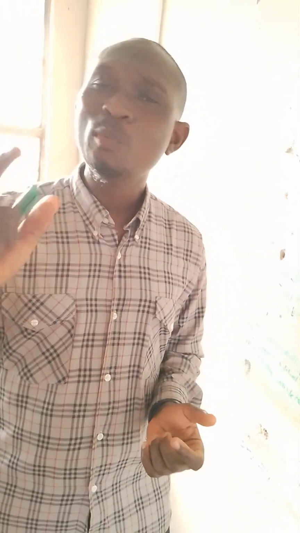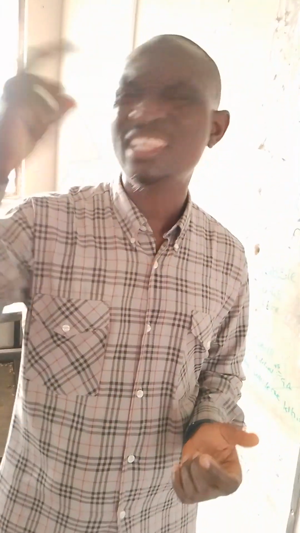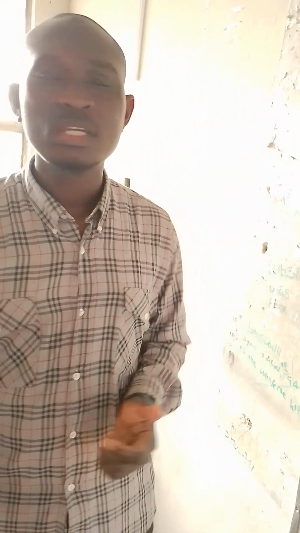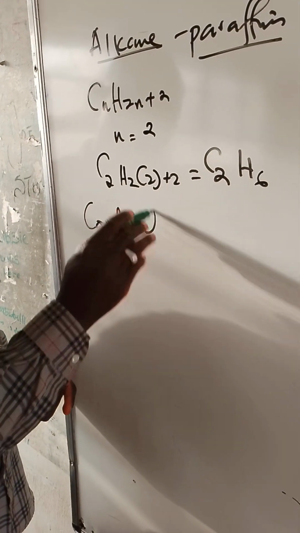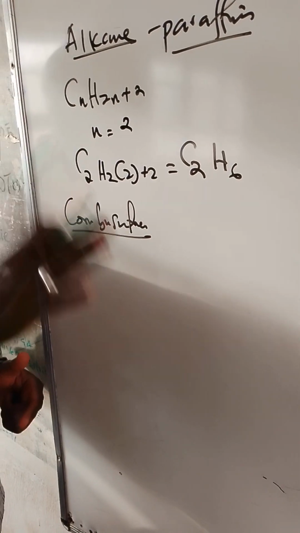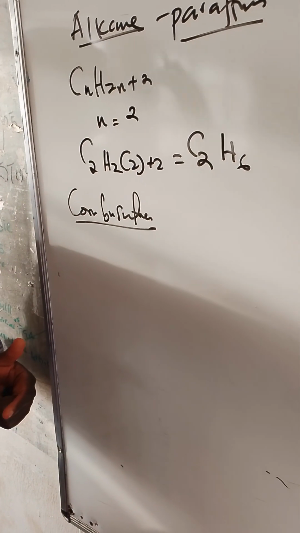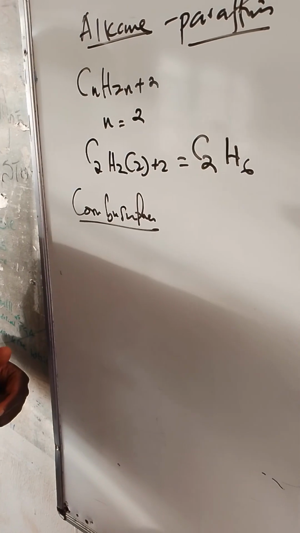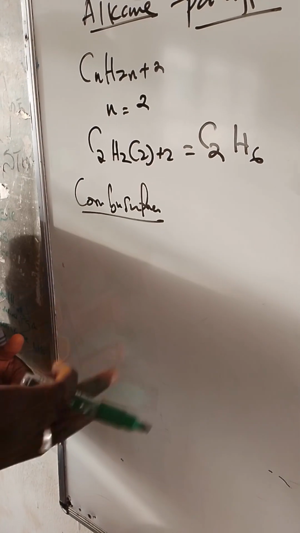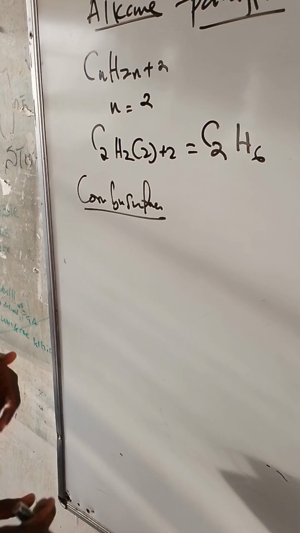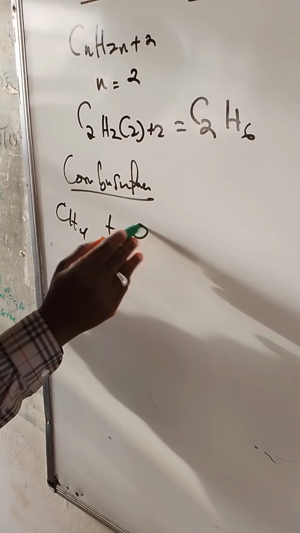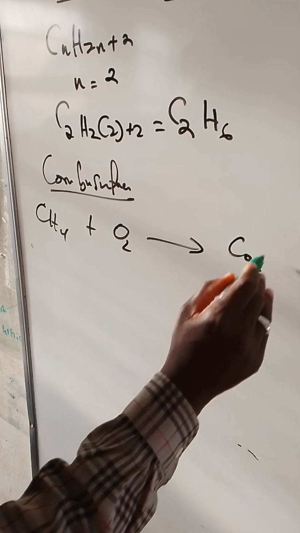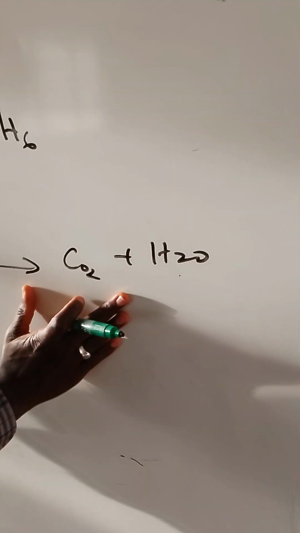Number one, alkanes undergo what we call combustion. Combustion is a type of reaction that is general for all organic chemistry. Combustion is a reaction whereby any alkane member, or any organic compound family, burns in air to produce carbon dioxide and water. For instance, if we have CH4 plus oxygen, it gives us CO2, carbon dioxide, and H2O, water.